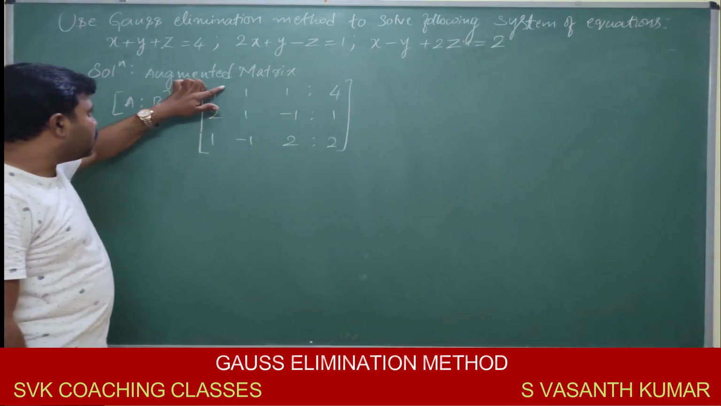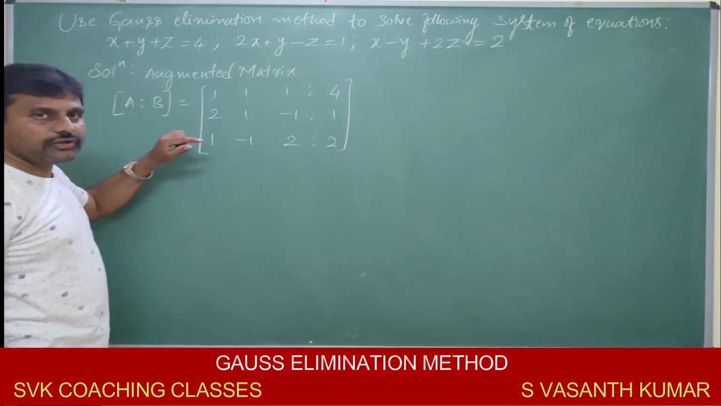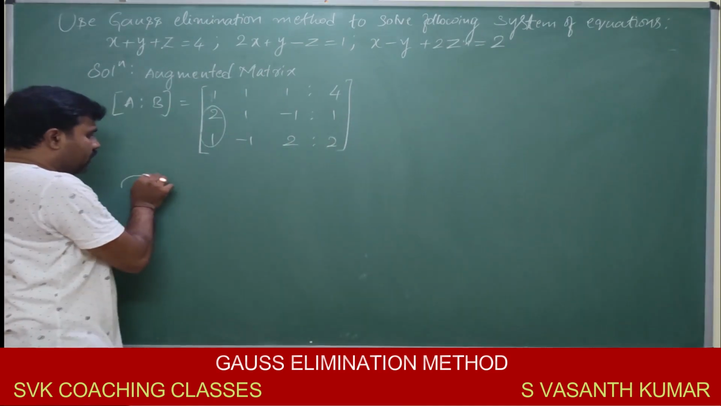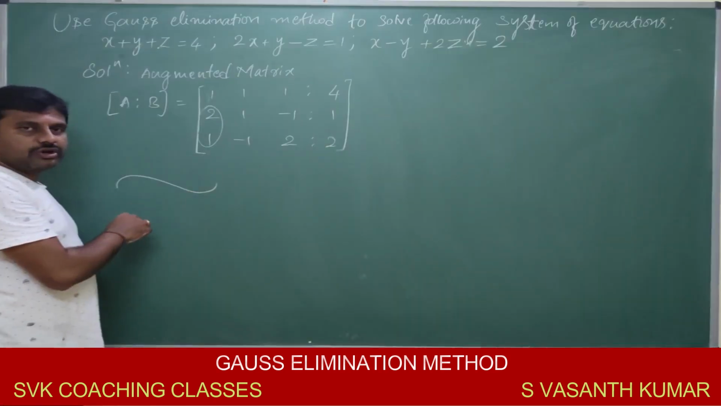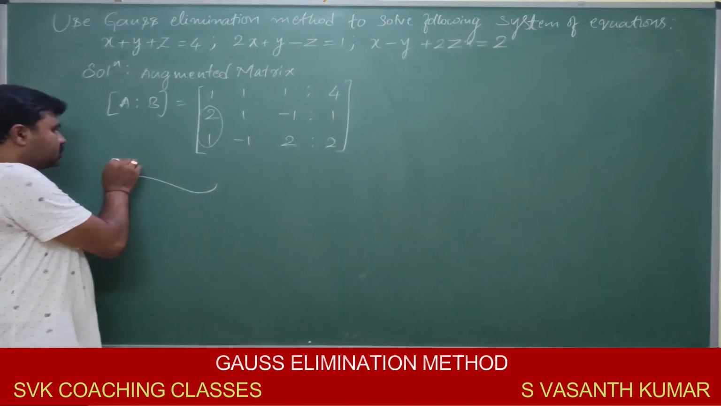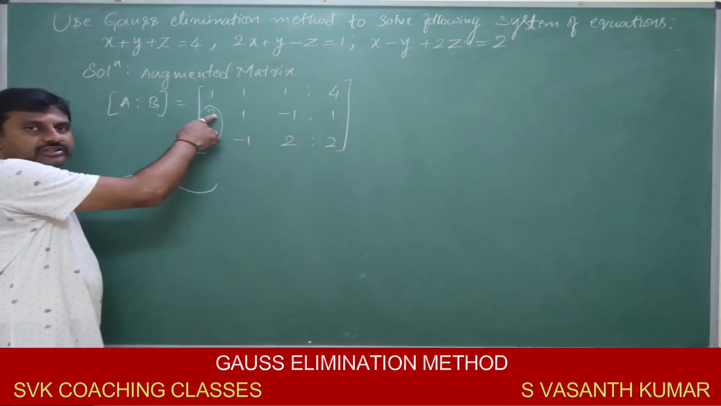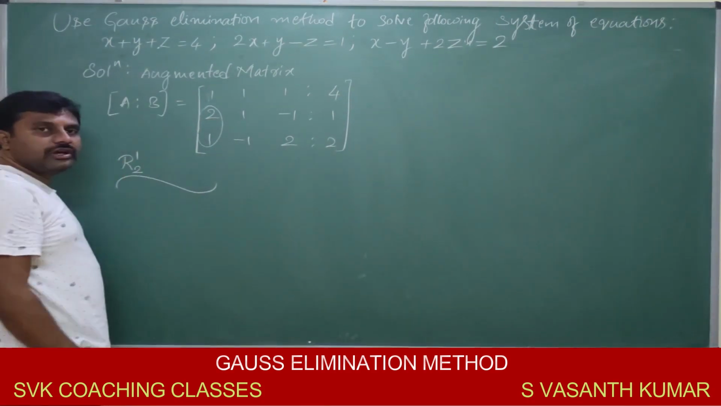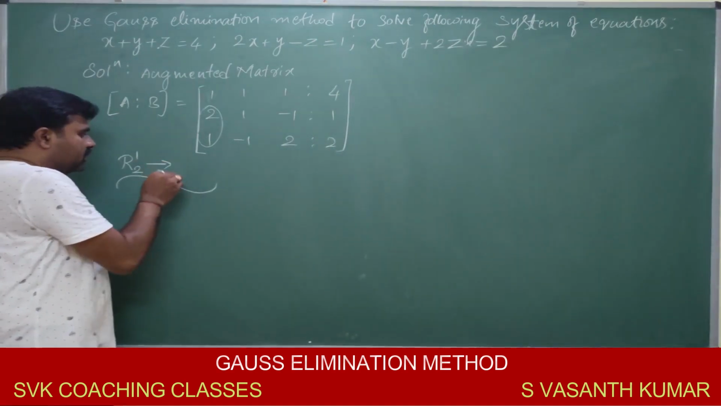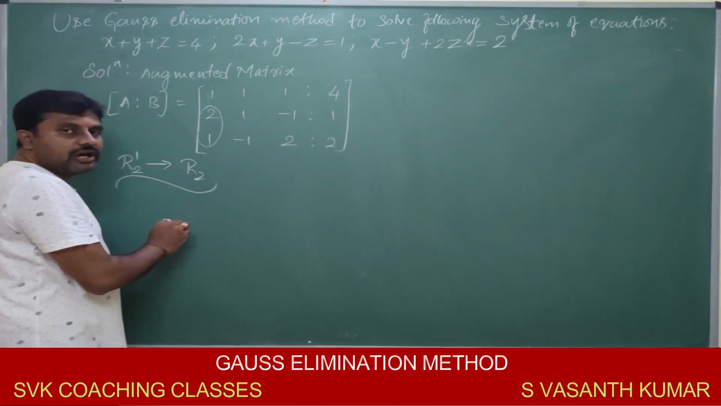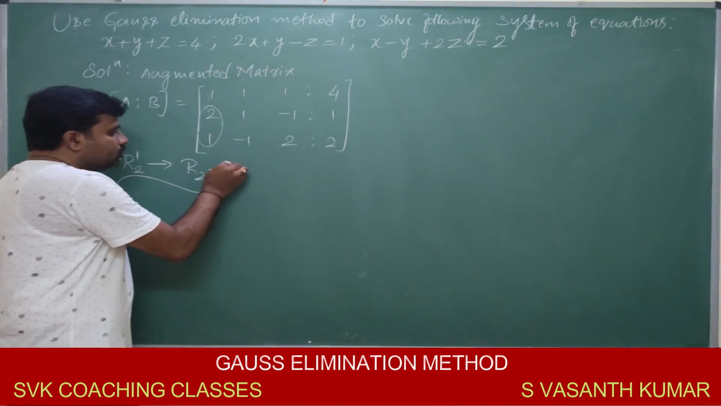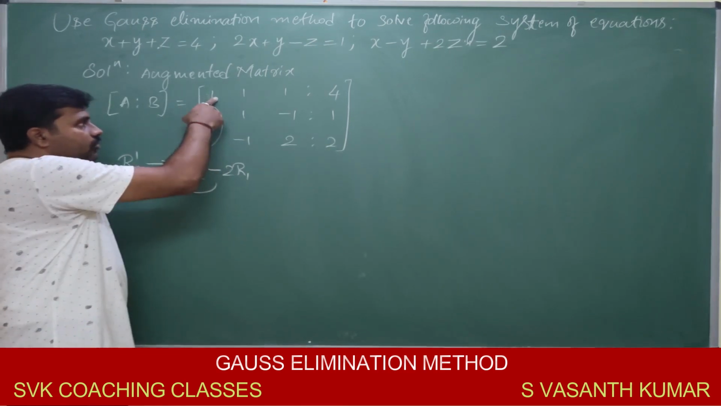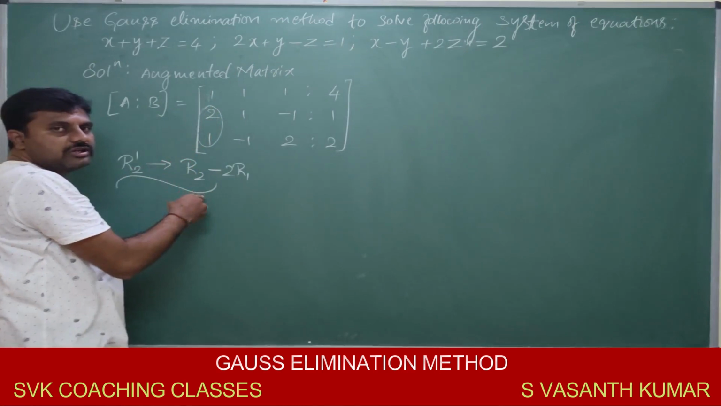As the leading entry is non-zero, we can make these two elements 0 by using the first row. So I will apply a row operation. This notation is called an equivalent matrix. Here I am changing two rows, R2 and R3, so I denote the new rows as R2 dash. That implies R2 dash equals R2 minus 2 times R1. Since R1 contains 1, multiply that value by 2 and subtract, and it becomes 0.